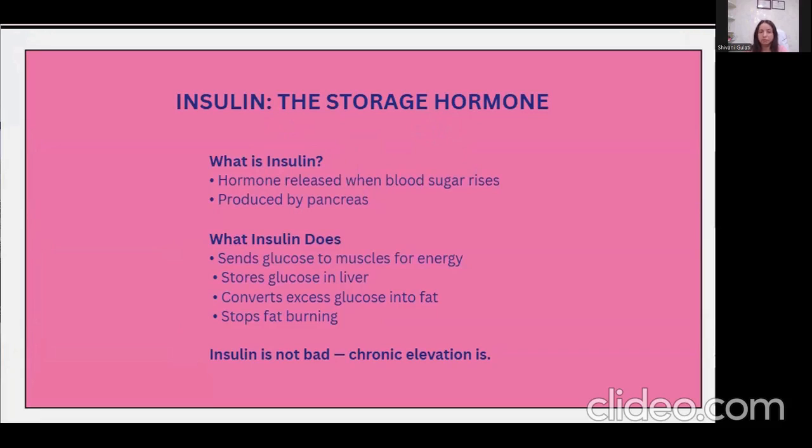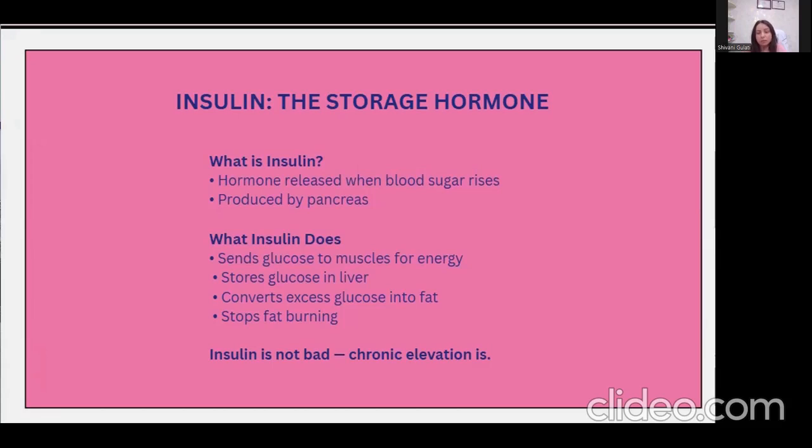Insulin, we all know, gets a kick whenever we eat carbs, to manage the glucose present in the blood. But on the other side, insulin is also the storage hormone. Insulin is a hormone released when blood sugar rises, mainly after we eat, and it is produced by the organ pancreas, that we all know, right?